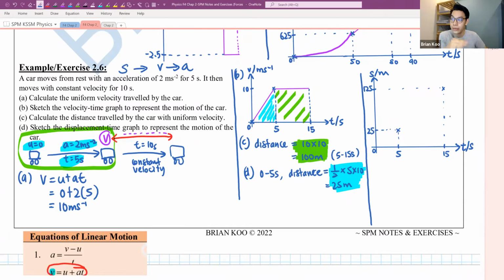At first from 0 meters travel until 25 meters, then from 25 meters travel until 125 meters. So the easy one is the back part, because the back part is a straight line. How come I know it's a straight line? Because the velocity is just fixed at 10. You see how the area increases? Each time the area is the same, so your increment is consistent.